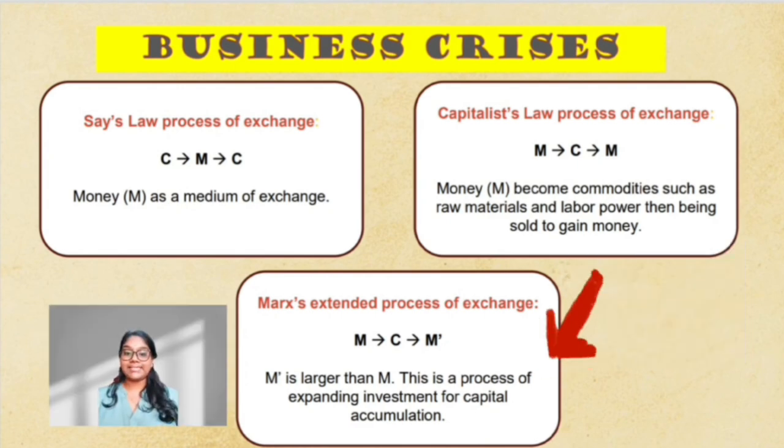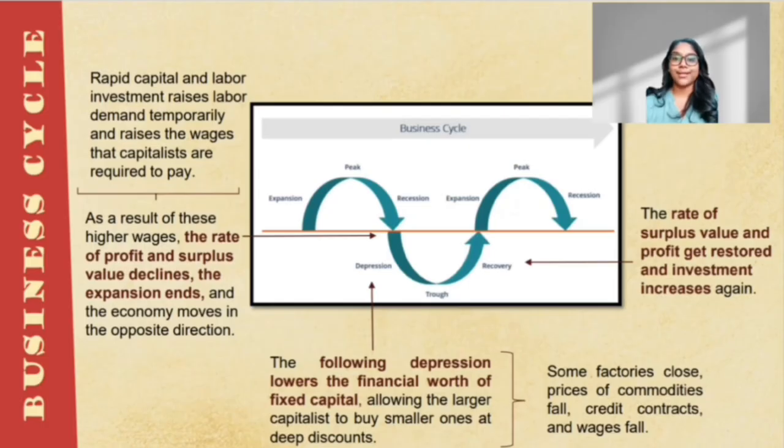Therefore, the process that makes sense is shown on the slide, which is M-C-M', where M' is larger than the original M due to the amount of surplus value extracted from the productive worker. This is a process of expanding investment from capital accumulation. Next, I will present the business cycle, which probably everyone is familiar with.